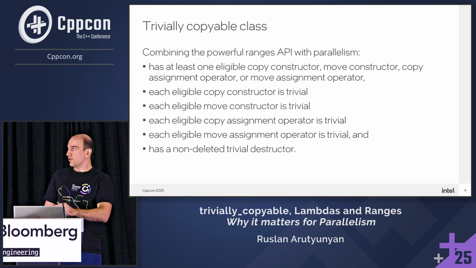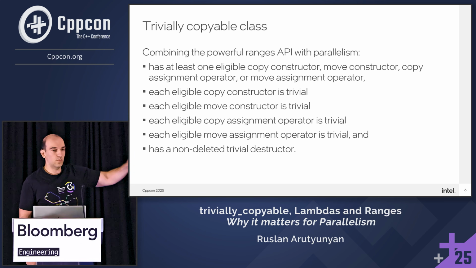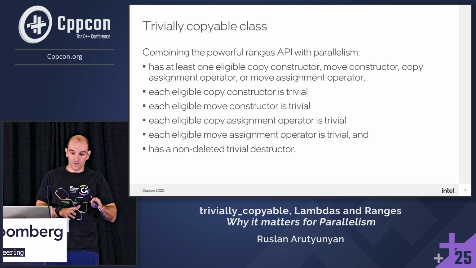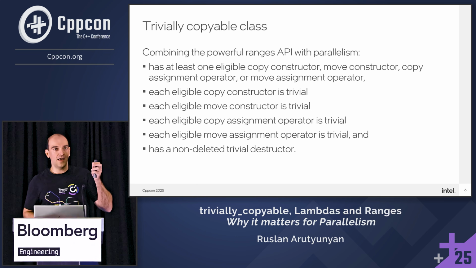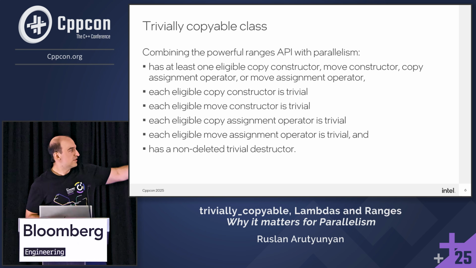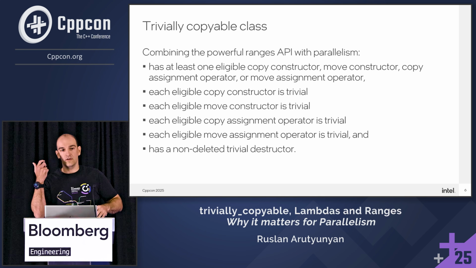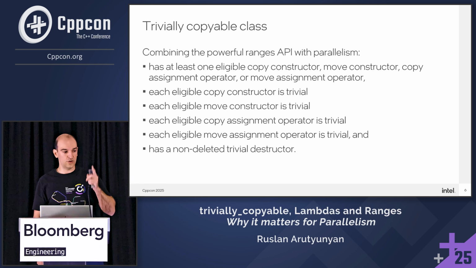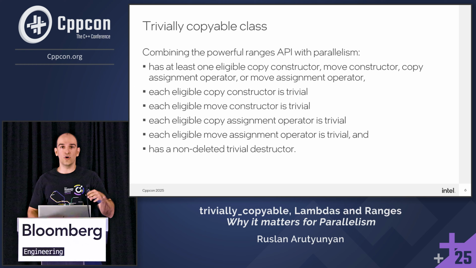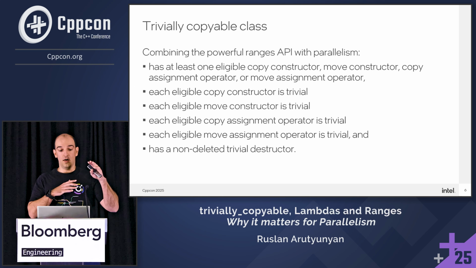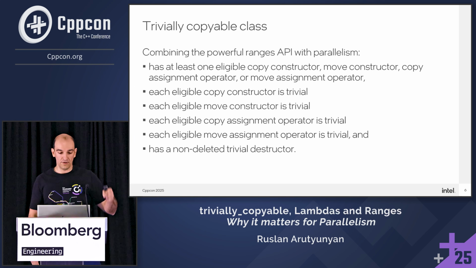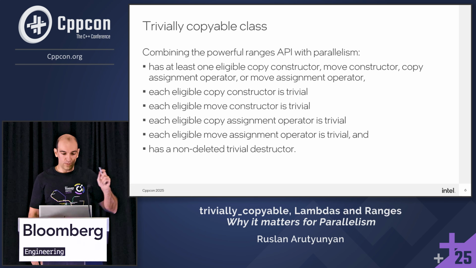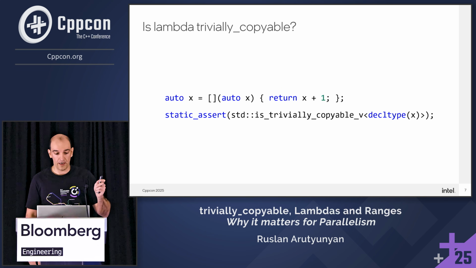So let's talk about trivially copyable. There are lots of things here, but what you basically need to know is that your class type is trivially copyable if you have at least one eligible default special member, like copy constructor, move constructor, copy assignment, move assignment, and of course, it should not be deleted. The rest might be deleted, or if they are there, they should be trivial. Of course, it should have a non-deleted trivial destructor. And the members, but we are talking about operations here. Okay, now we learned it.